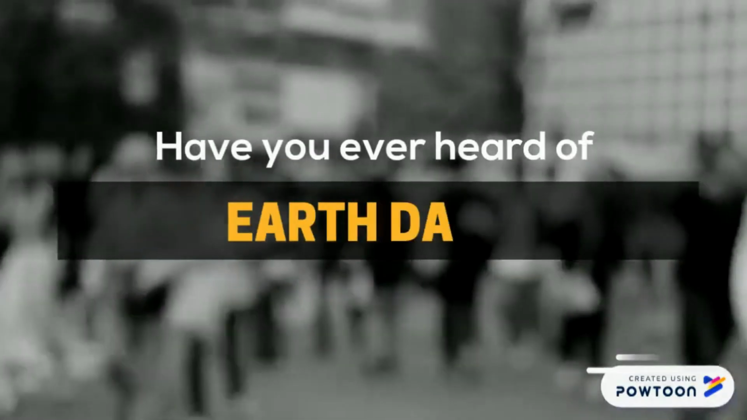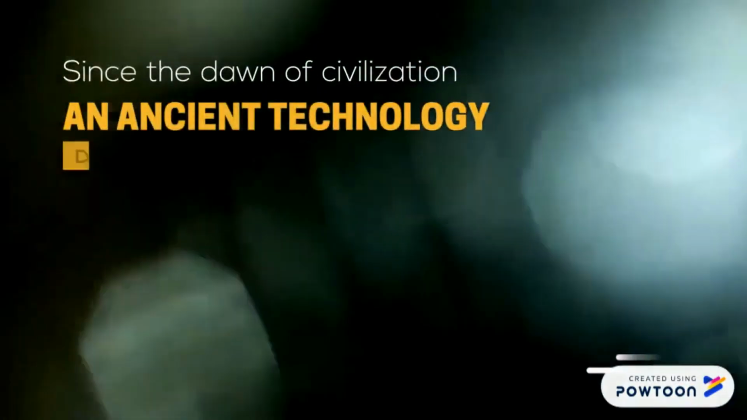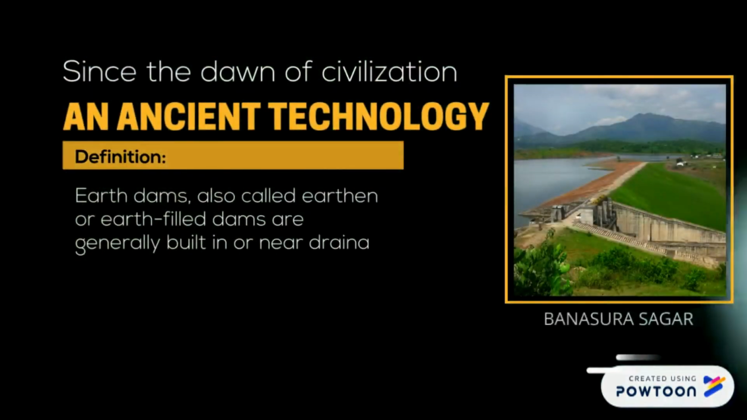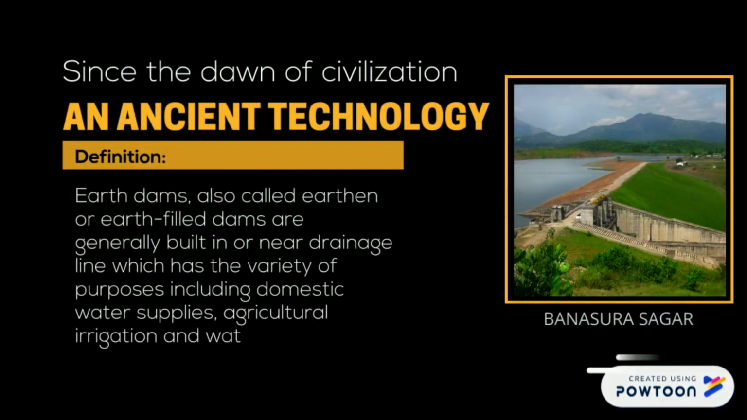So, have you ever heard about earth dam? What is earth dam exactly? Earth dams are generally built in or near a drainage line, which has a variety of purposes including domestic water supplies, agricultural irrigation, and water for landscape improvement.